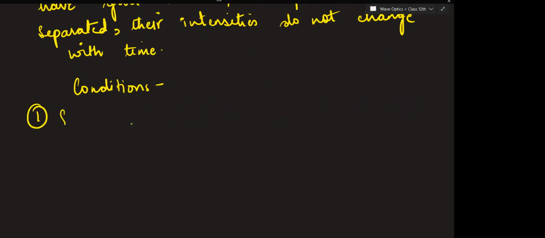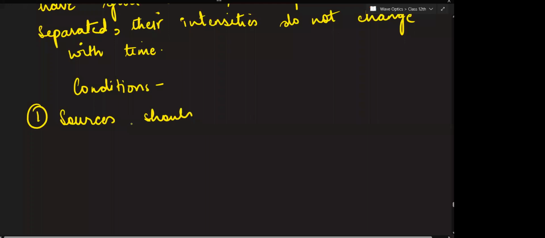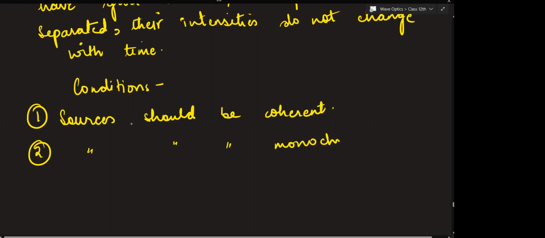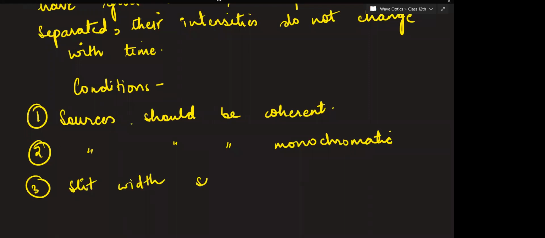First, sources should be coherent. Secondly, sources should be monochromatic. Also, the width of the slit, that we take as small d, the slit width, should be maximum. Then only clear fringes will be formed from this double slit. So slit width should be maximum.